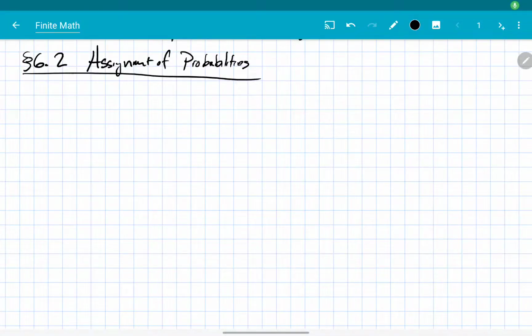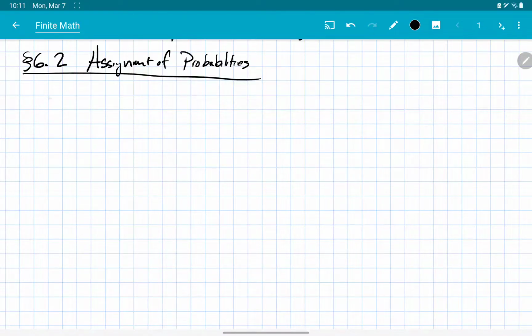In the first section of this chapter, we talked about some of the basic definitions of probability. We talked about an experiment, outcomes, sample space, and events and what that meant. But we didn't actually calculate any probabilities whatsoever. So today we're going to start calculating things like this.